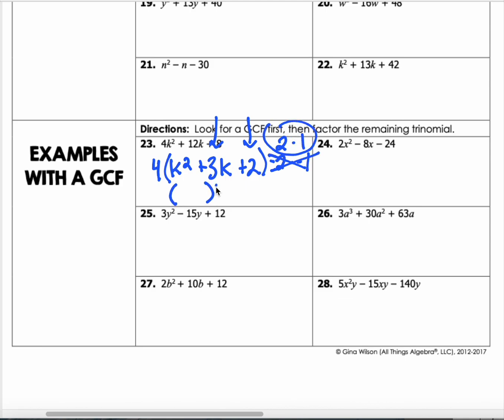So I'm going to rewrite this as two binomials with the variable of k. And I have a positive 2 and a positive 1, but don't forget that 4 that we factored out, because that does matter if we need to redistribute these binomials.